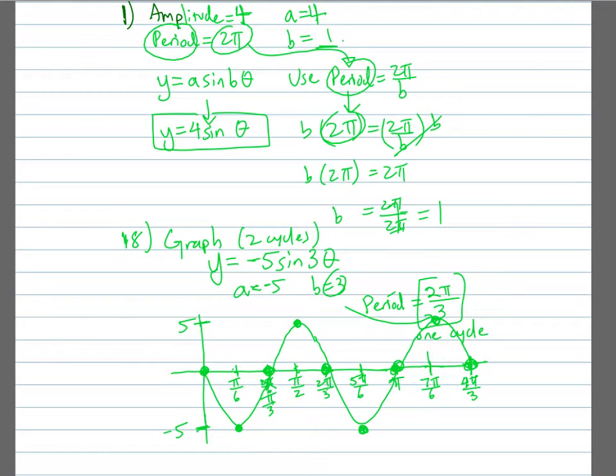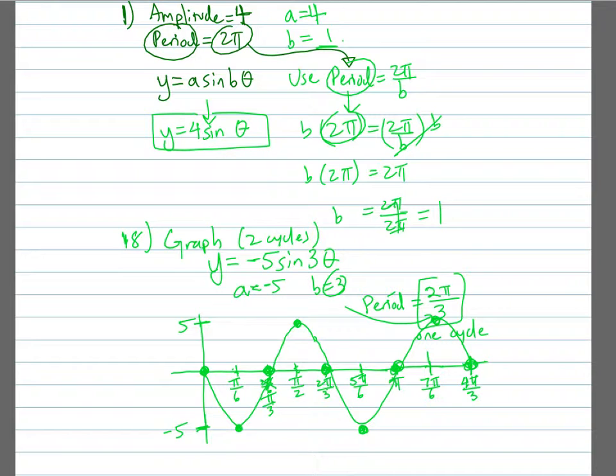Number 1, we've got the amplitude equals 1. Okay, so that's our A, right? And we know our period equals 2 pi. It takes 2 pi to finish one cycle. All right, but now we need to write the equation. So remember, the equation would be y equals a sine b theta. Right, we need to write a sine b theta.